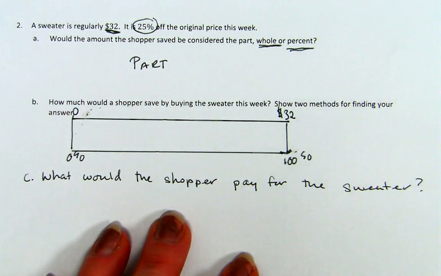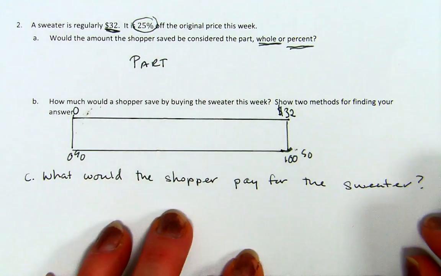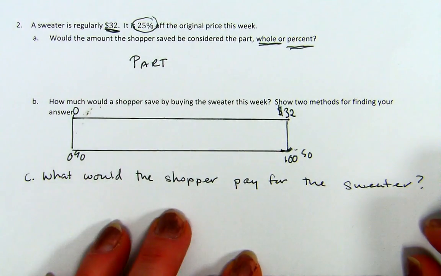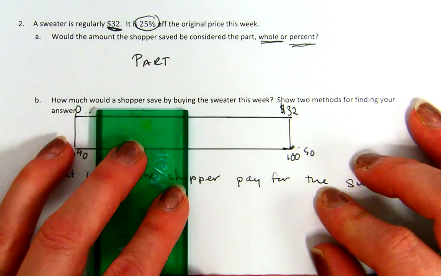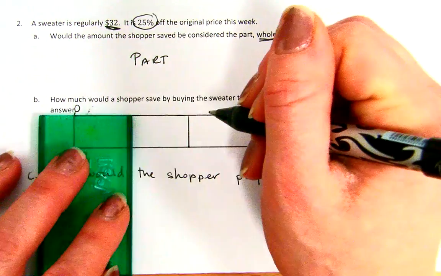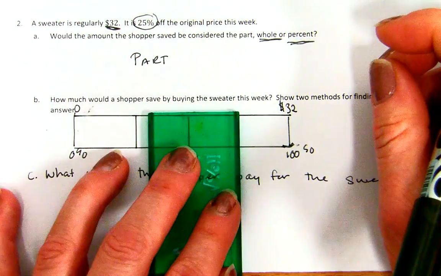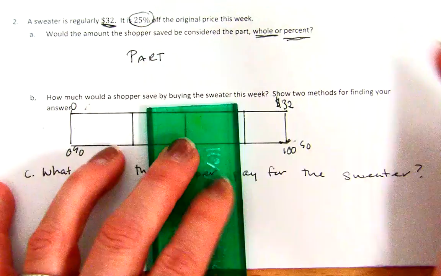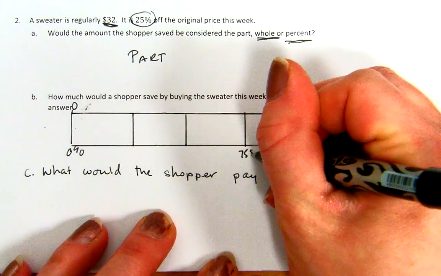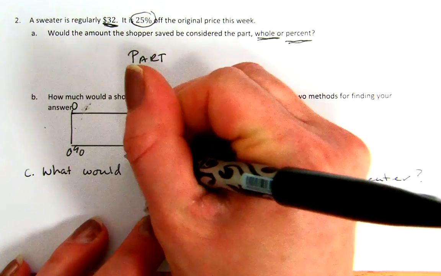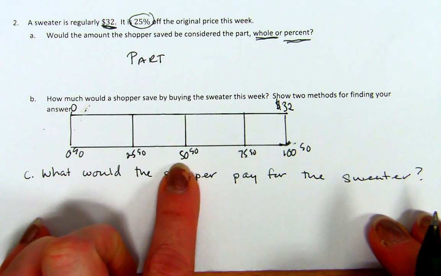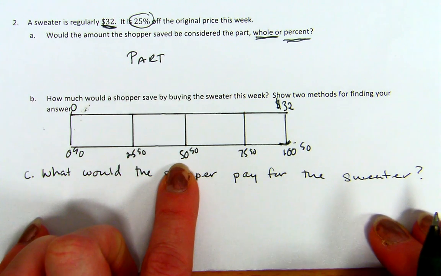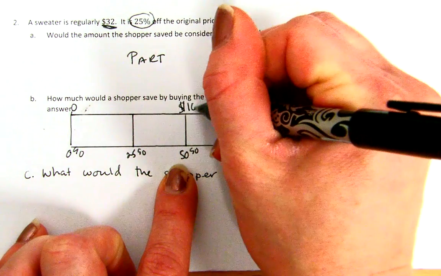Okay. And so 25% off this week, right? 25%, one of our really easy percents to work with because 25% is a quarter of 100. So I'm going to break my percent bar into quarters. Okay, so that would be 75%, 50%, 25%. Okay, so I'm going to start with my nice easy benchmark of 50%. 50% of 32 would be $16.